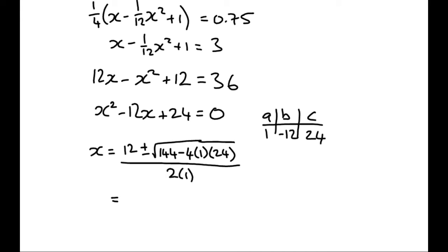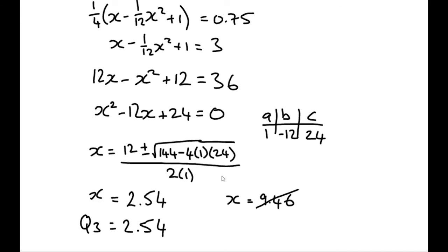Time to grab a calculator, plug this all in, and we should get two answers, one being 2.54 and the other being... Okay, so to choose which one of these is valid, we're just going to look at the limits of the continuous random variable, which is only defined in between 0 and 6. So this value cannot be the one that we're looking for, and we then conclude that the upper quartile is going to be 2.54. Q3 equals 2.54 will be our final answer.